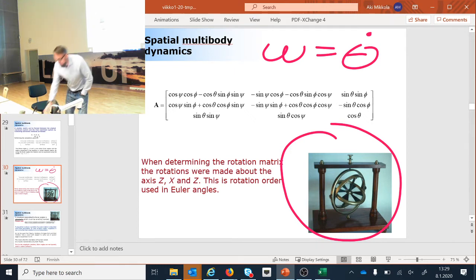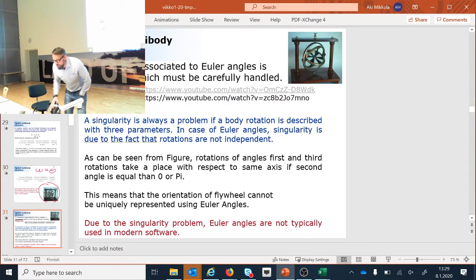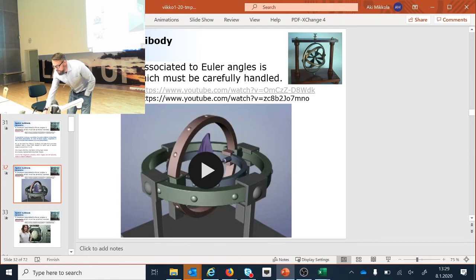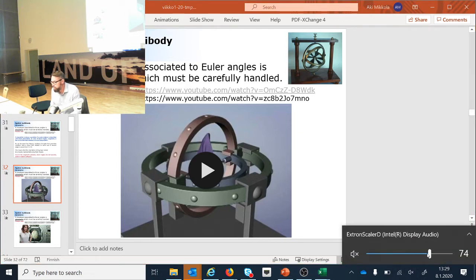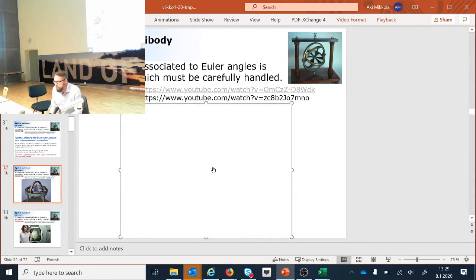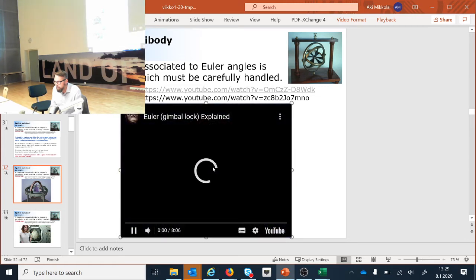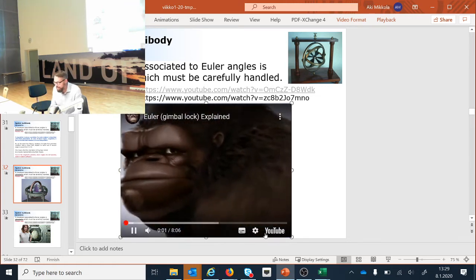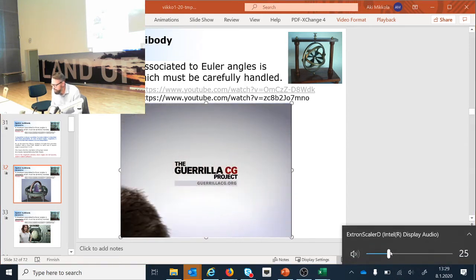Okay, but before that, let's look at something else. All right, so here are a few animations that tell what is a gimbal lock. So let's hope that I'm able to run this thing. Even better, let's hope that my voice goes out. Hopefully it's not too loud. You hear anything?